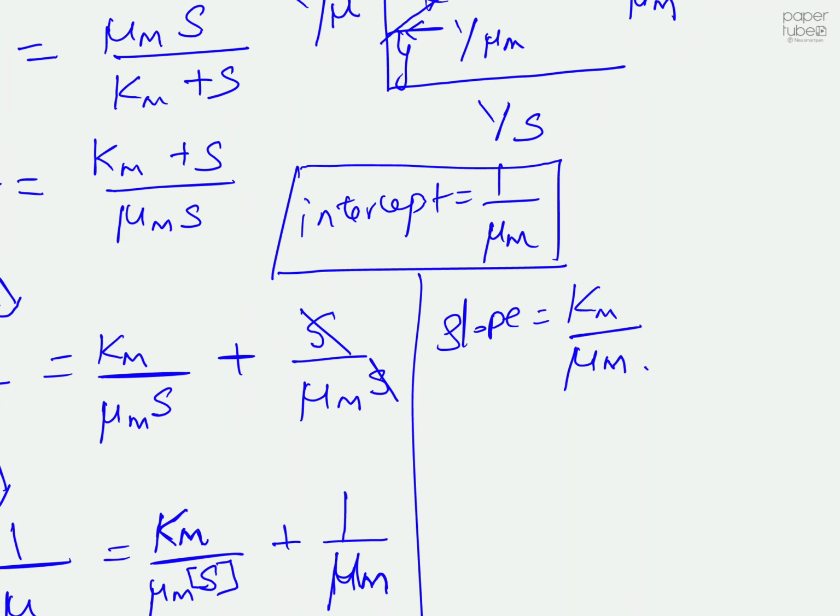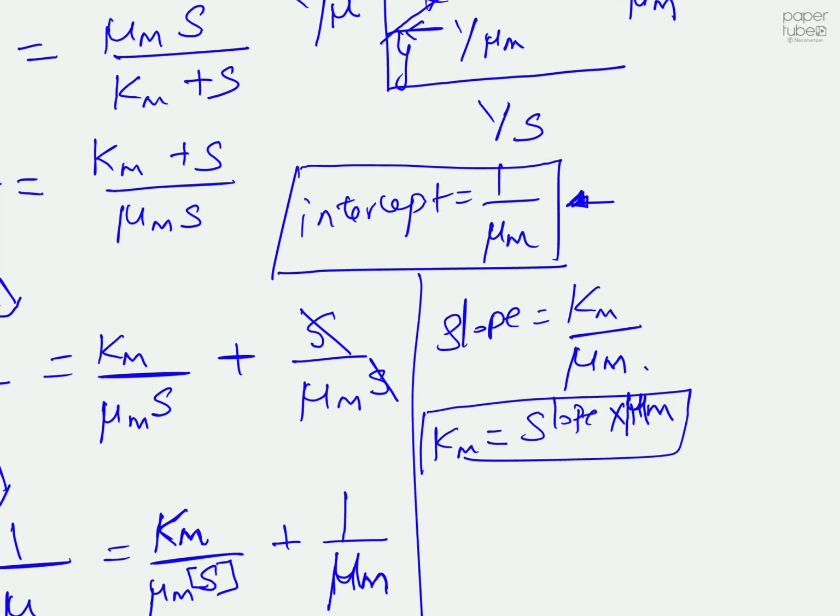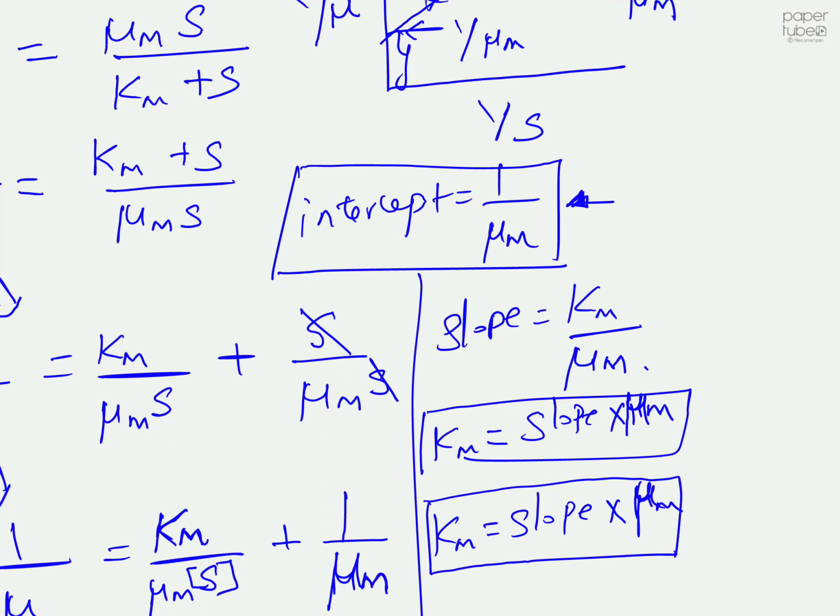So once you know your mu m value, you can calculate Km will be equal to slope multiplied by mu m. So you have to first calculate maximum initial velocity and then you substitute that here. So Km will be equal to slope multiplied by mu m. Hope you are okay with this.